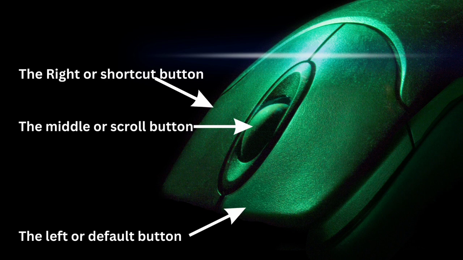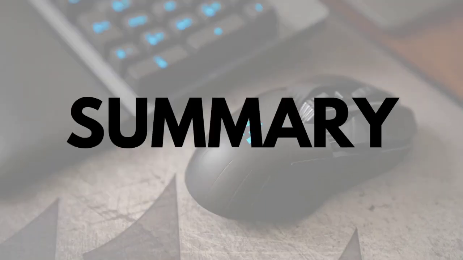Now the last part there of the mouse is the left or default button. Now this is the part of the mouse that is most often used by a computer user. It can also be called the left click. This functions by clicking the left button down, and it's used for dragging and dropping.